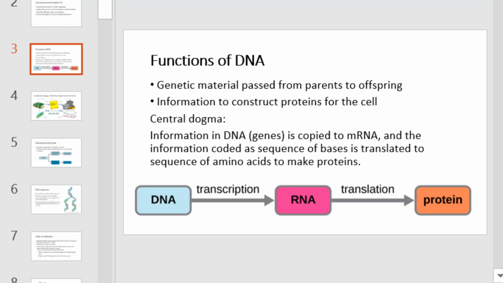The central dogma describes this relationship. Information in DNA stored in genes is copied to mRNA, and the information coded as a sequence of bases is translated to a sequence of amino acids to make proteins.